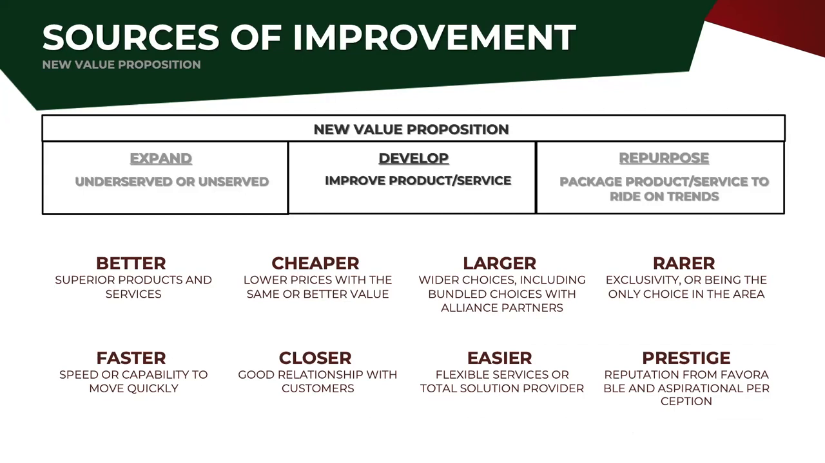There are many ways to improve, to create new value proposition for your product and service. You can tweak for superior product and service. You can lower the price. You can create larger choices, more colors, more flavor, something like that. You can have exclusivity, meaning you would produce less so that you can charge more. You can create faster services. You can customize and personalize by being closer to your customers. It can be easier in terms of buying or purchasing, or you can create prestige as an aspirational product and service. So these are ways on how you can improve your products and service.